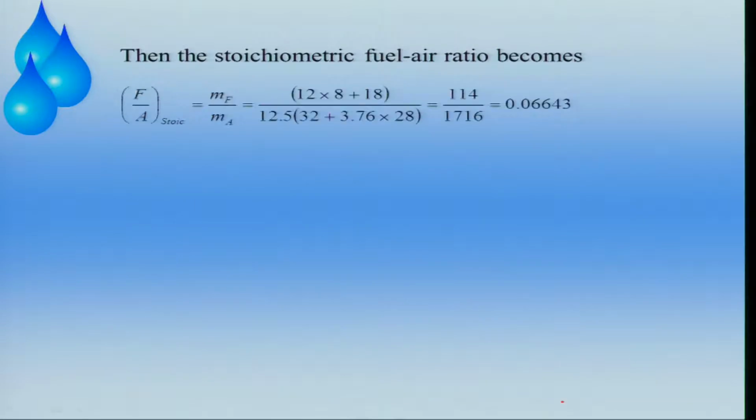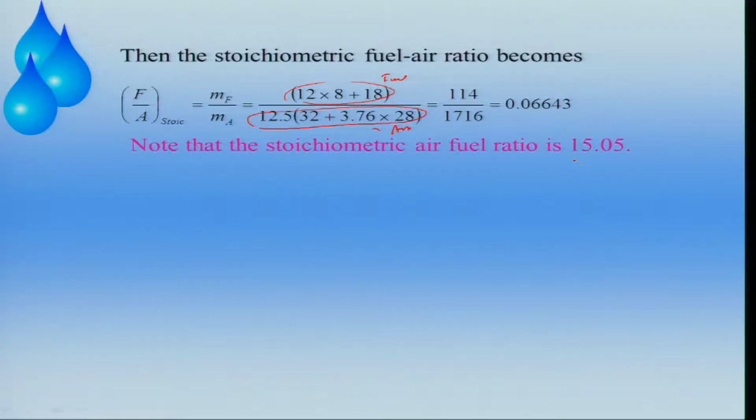So the stoichiometric fuel air ratio, mass of fuel by mass of air, you will get 0.06643. Keep in mind not to remove the decimal places, because it will incur some error. And if you look at the stoichiometric air fuel ratio, just to have a feel, it happens to be 15.05. As I told you, it will be around 15.